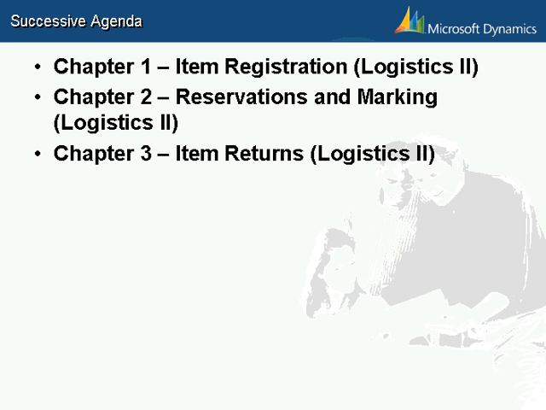Here are successive agenda. Next time we will cover chapter 1, item registration. It will be trade and logistics 2. We will cover chapter 2, preservation and marking. It will be trade and logistics 2 as well. And we are going to cover chapter 3, item returns. So I expect you to review exercises and manuals regarding successive agenda, because next time I'm going to show exercises regarding those chapters, and I'm going to introduce those chapters.